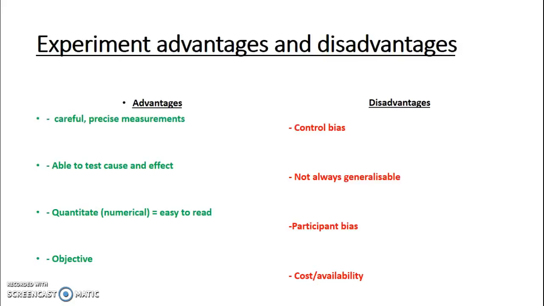Disadvantage is control bias. If you have full control, you may be able to manipulate it to get the results you want. It's not always generalizable as it's such a controlled thing. It can't be generalized to real life and stuff like that. It could also have participant bias because they know they're in an experiment, they may change their actions and behaviours to appease the researcher. And also the final one is cost and availability. It could be expensive to run the lab and you might not have access to the lab as well.